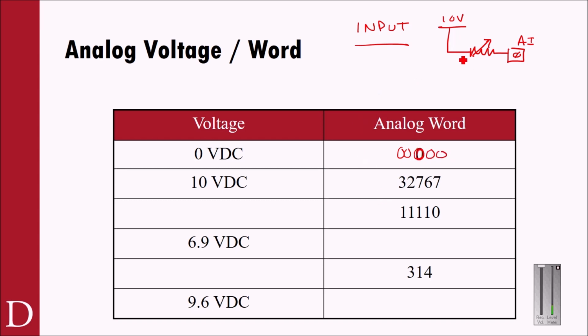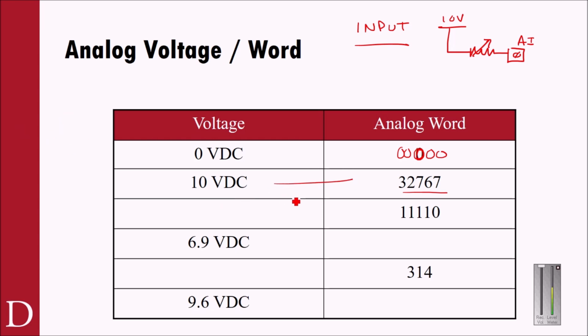All right. If that resistance goes way down to nothing, right, then I'm going to get all 10 volts over here. If I read 10 volts, then I read 32,767. Now, this is where some people sometimes get a little messed up and say, well, what if my analog word is 11,110? What does that mean? Well, we do the same thing here. We've got our values here. We know these two values, right?